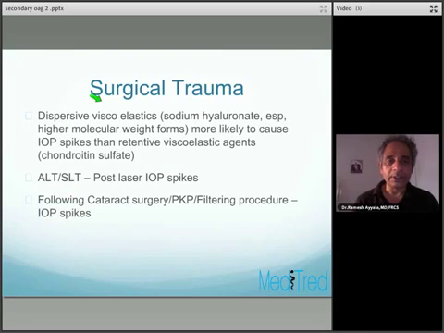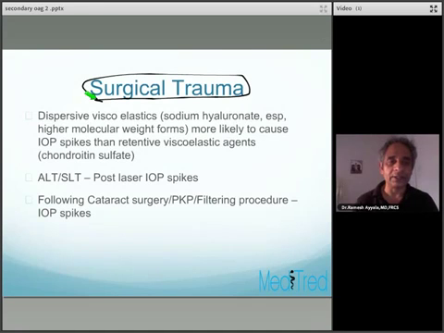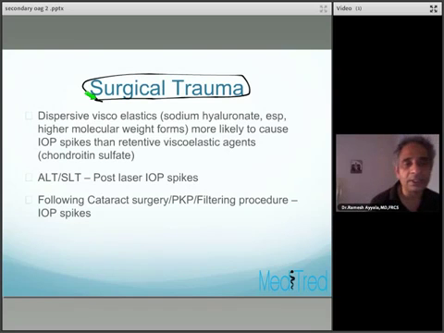Let's move on to several surgical situations where glaucoma can become a problem. If you leave behind a lot of viscoelastic following your cataract surgery, certainly the pressure will go up. This is more likely to happen when you use a dispersive viscoelastic such as sodium hyaluronate, especially the higher molecular weight forms such as Healon GV or Healon 5, compared to the retentive viscoelastic agents such as chondroitin sulfate. So remember, this is a favorite OKAP question. IOP spikes are more likely to happen with the dispersive viscoelastic compared to the retentive viscoelastic agent.